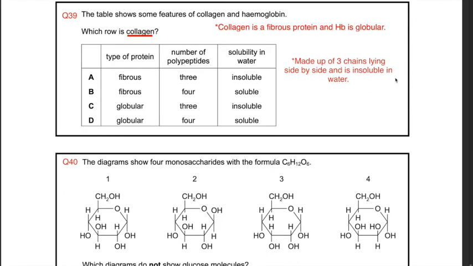Question 39. The table shows some features of collagen and hemoglobin. Which row is collagen? Key thing you should know is that collagen is a fibrous protein and hemoglobin is a globular protein. Therefore, if you go to the answers A, B, C and D, type of protein should be fibrous. Hence the answer being either A or B. Collagen is also made up of 3 chains or 3 polypeptides lying side by side and is insoluble in water. Therefore, the correct answer is A.